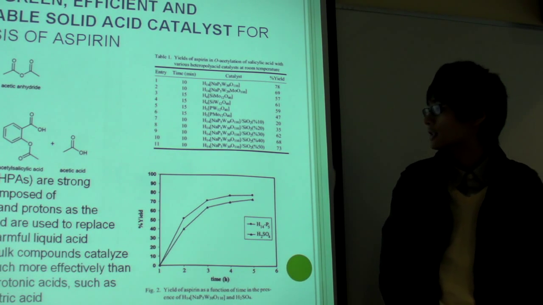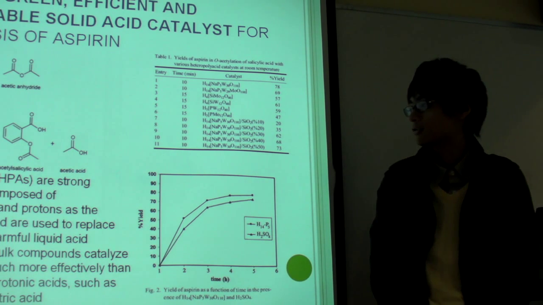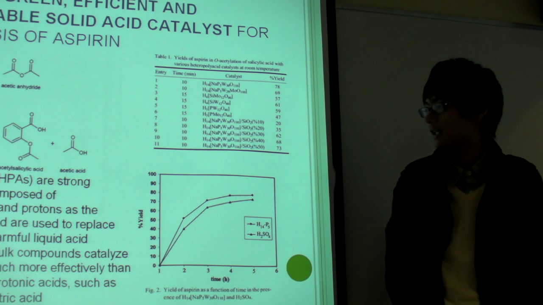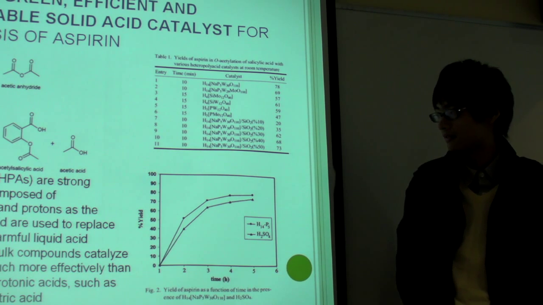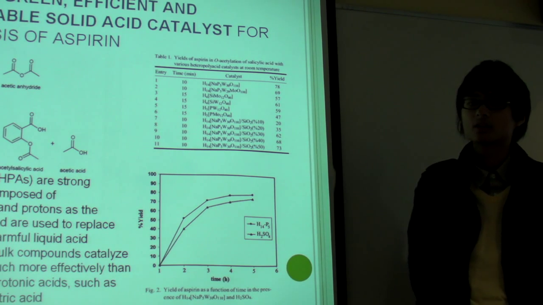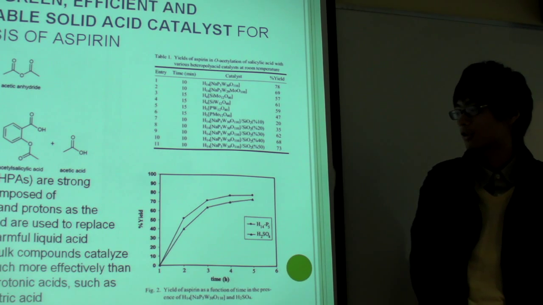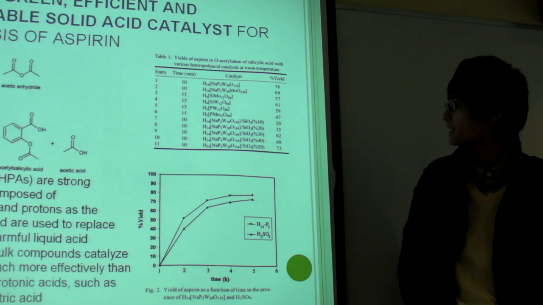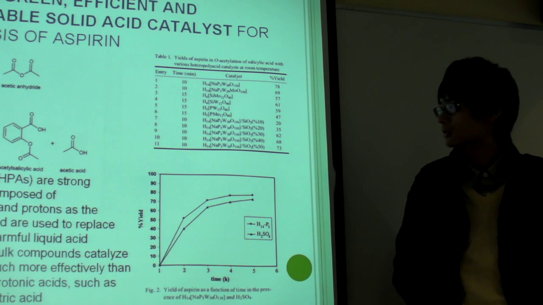So we use a new polyoxometalate acid as the catalyst. This is a strong acid composed of an anion and protons, which is used to replace environmentally harmful liquid acid catalysts, such as the concentrated sulfuric acid I mentioned above. And this compound catalyzes the reaction more effectively than the conventional protonic acid. And you can see that the percentage yield is higher and the waste is much less than the previous one.